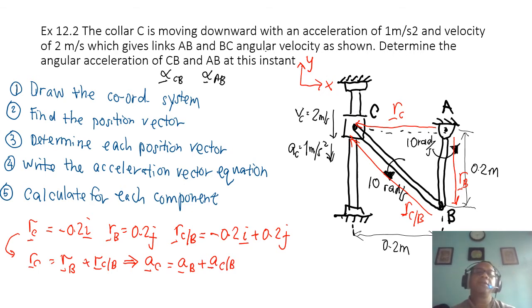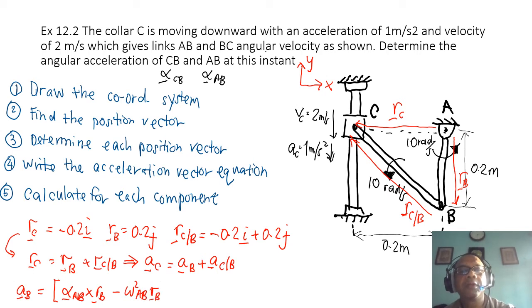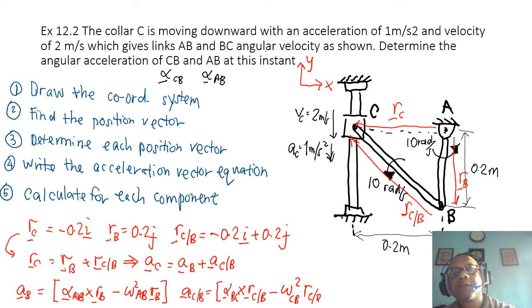What are the data that we have? We know that the acceleration of B has two components, so we can write alpha AB cross position vector B minus omega square AB position vector B. And then we have the C relative to B. Acceleration of C relative to B is alpha BC cross position vector C relative to B minus omega BC square, position vector C relative to B.